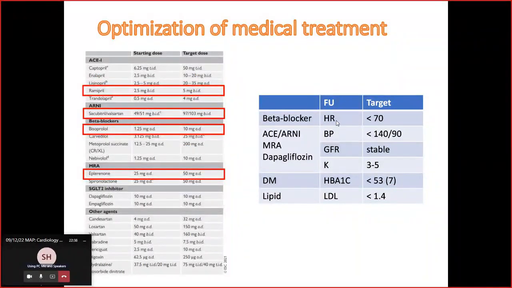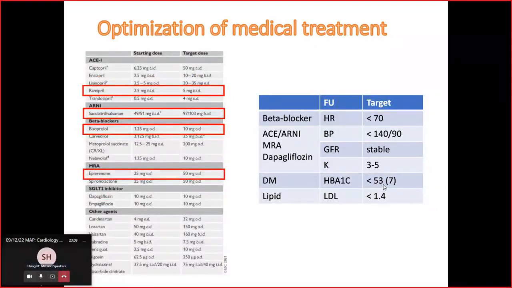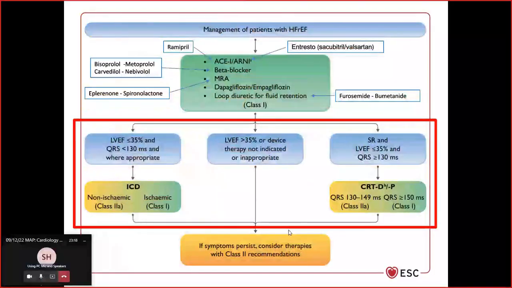For the beta blockers, we are looking at the heart rate. We are aiming for a heart rate less than 70, so 60 to 70 is a good number. Regarding the ACE inhibitor, ARNI, ARBs, MRA and dapagliflozin, we are aiming for blood pressure less than 140/90, with a stable GFR, with a potassium level between 3 and 5. We are also looking for tight glycemic control with a hemoglobin A1C of less than 53 millimole or 7%. And we are aiming for LDL less than 1.4.